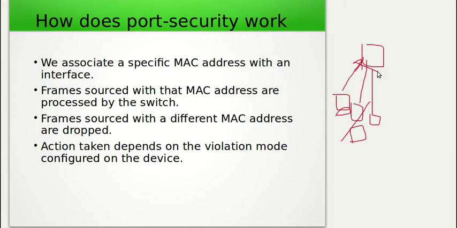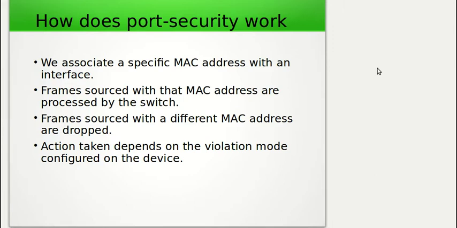And with port security, there is an action the switch takes for offending traffic. Offending traffic is traffic sourced from an untrusted device, from traffic with a source MAC address which isn't defined as a trusted MAC address. The action the switch will take will depend on the violation mode we have configured on that device. So the violation modes define how the switch will react when it receives offending traffic.